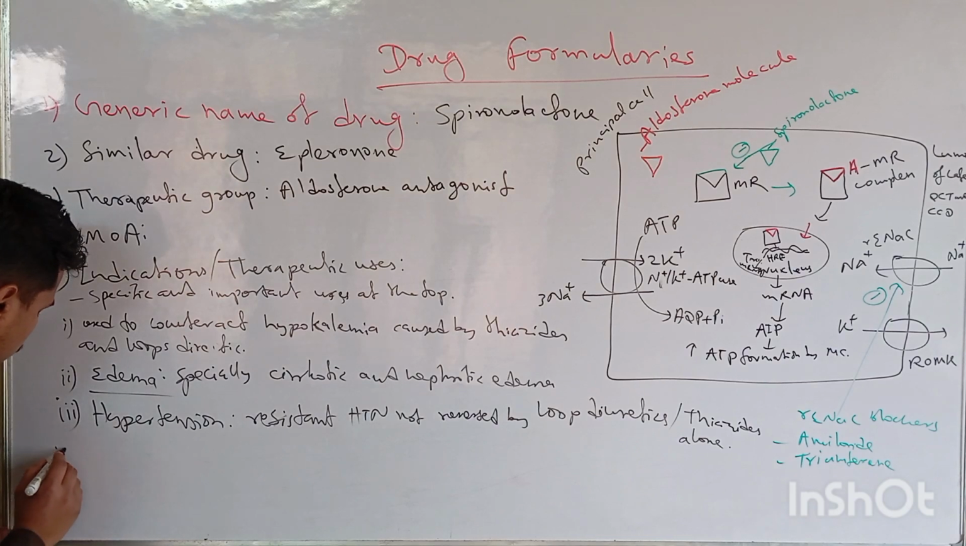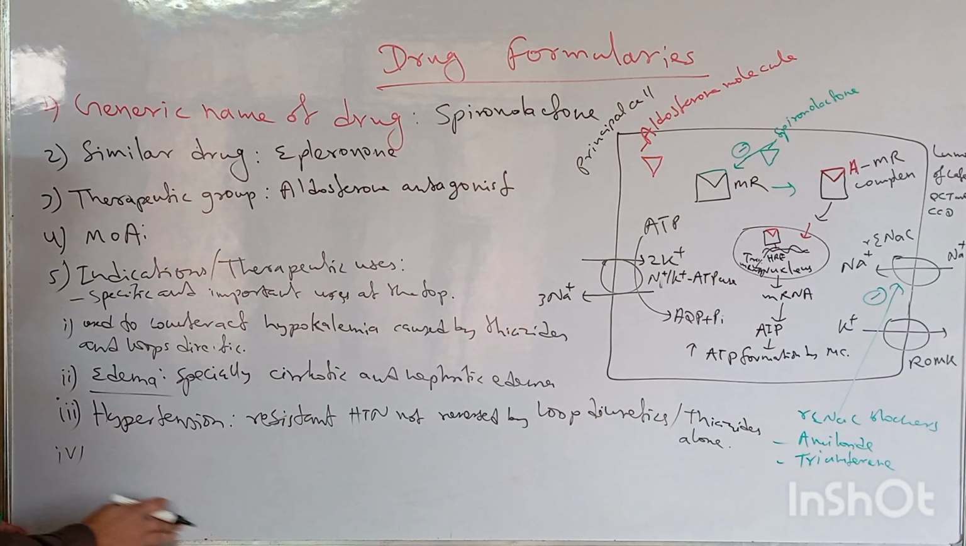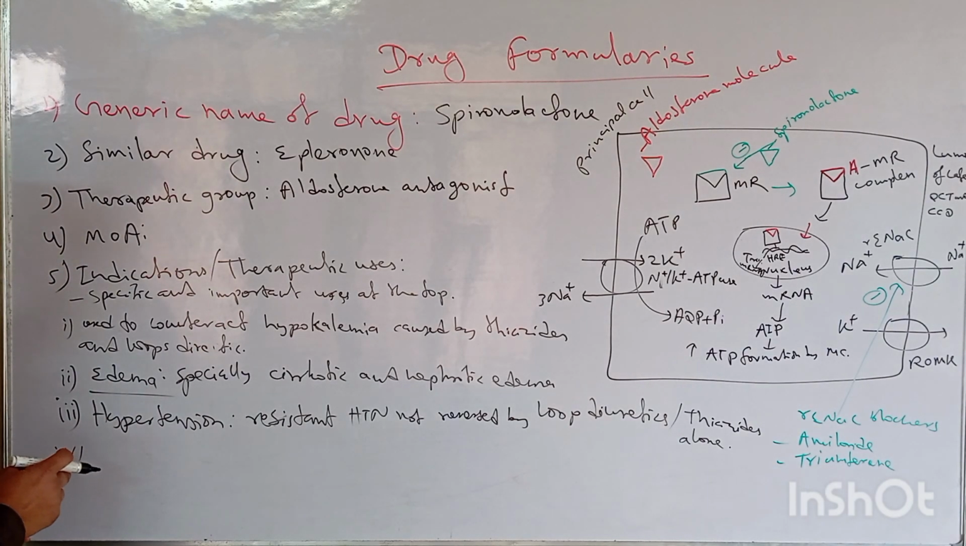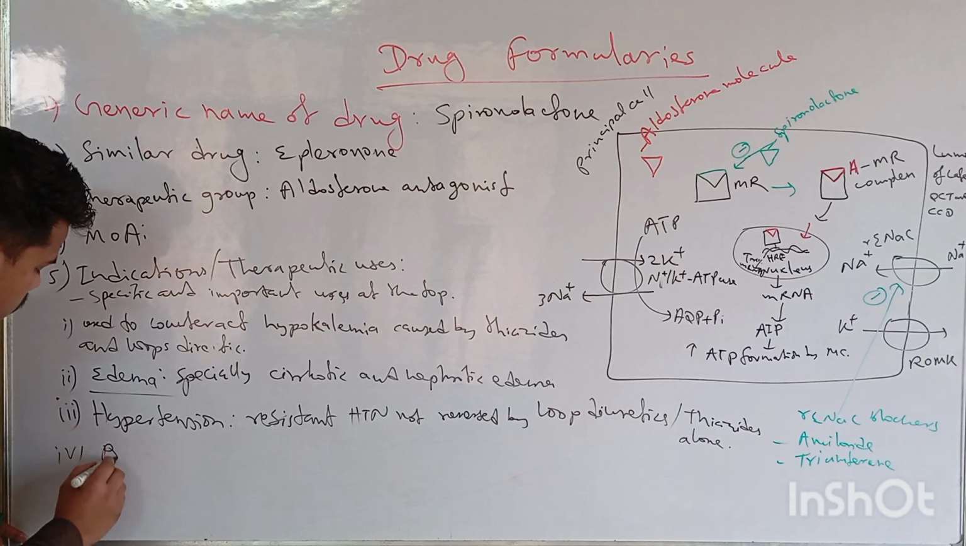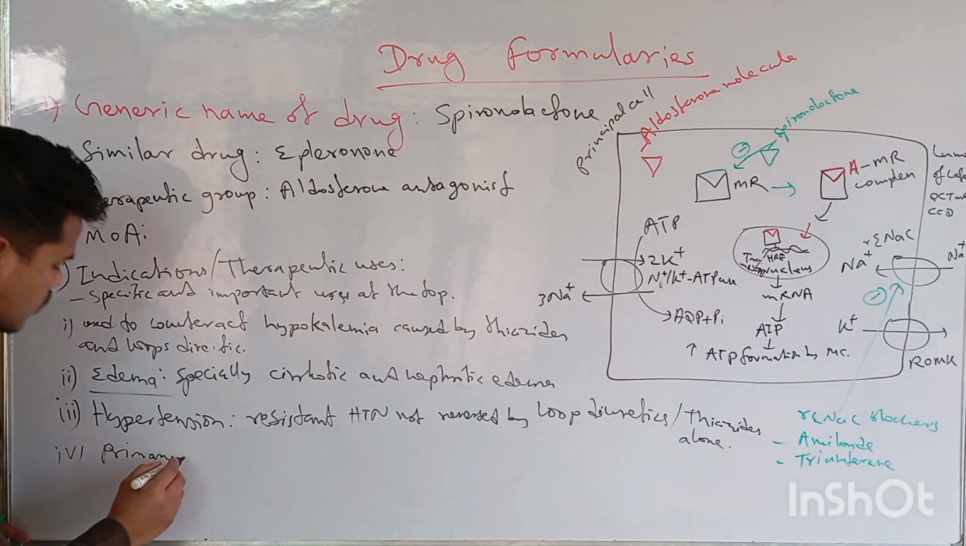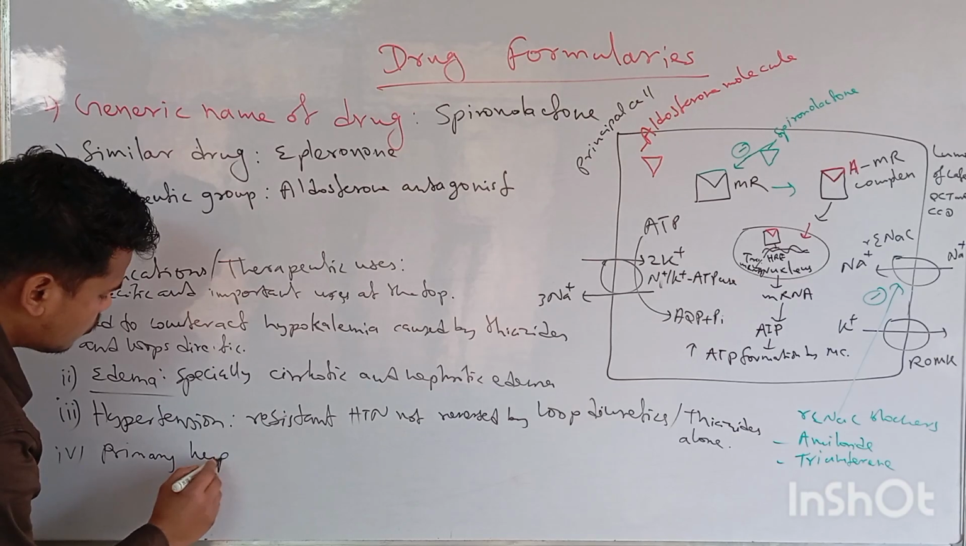Now the fourth use is hypertension, like, okay, the important use again will be the primary hyperaldosteronism.